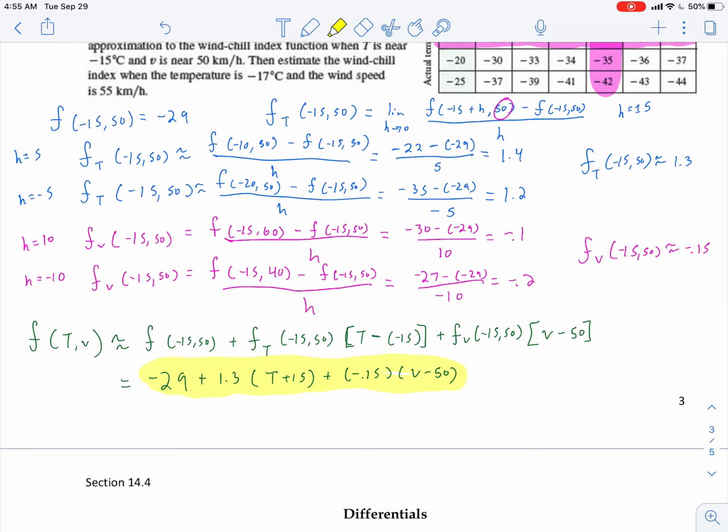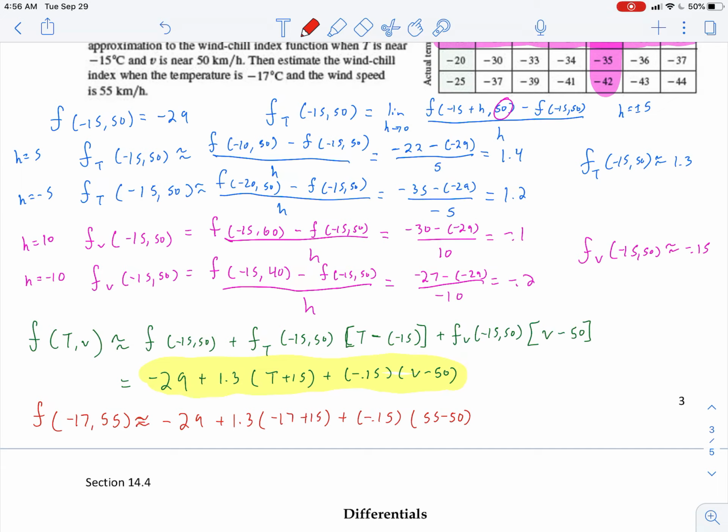Then estimate the wind chill index when the temperature is negative 17 degrees Celsius and the wind speed is 55 kilometers per hour. All right. So I'm going to do f of negative 17 and v is 55. I'm going to plug that in, so negative 29 plus 1.3 times negative 17 plus 15 plus negative 0.15 times 55 minus 50. And then we're able to approximate that.